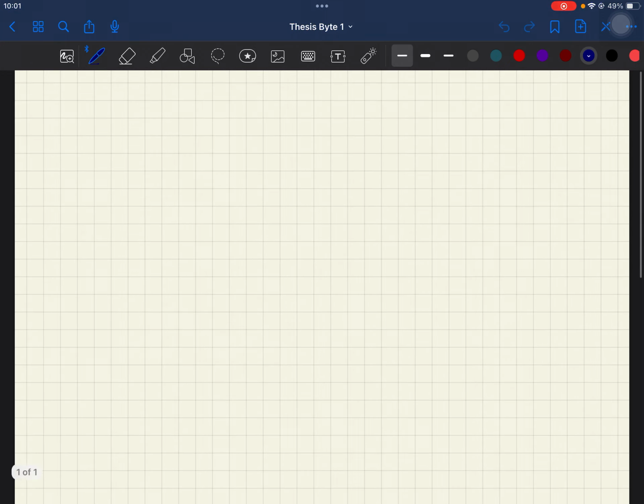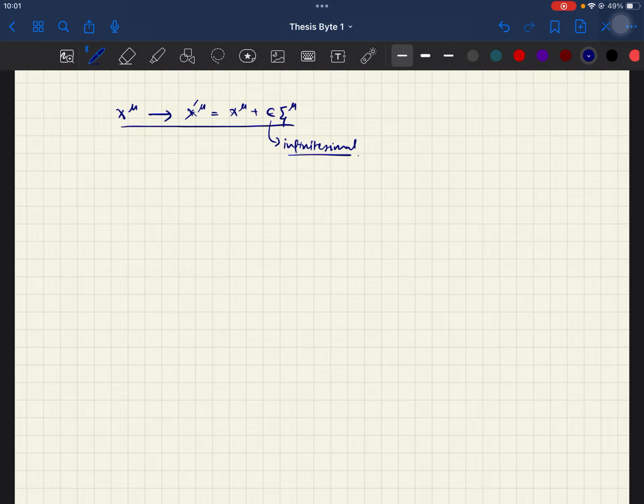To write it explicitly, if your transformation is from x mu to x prime mu, which equals x mu plus epsilon xi mu, let's say epsilon is an infinitesimal parameter, and this is your transformation, right? This xi is an x-dependent quantity. Now by isometry we mean that this transformation preserves the form of the metric.